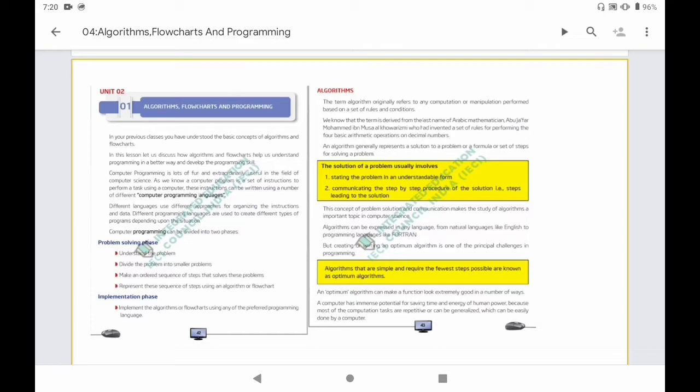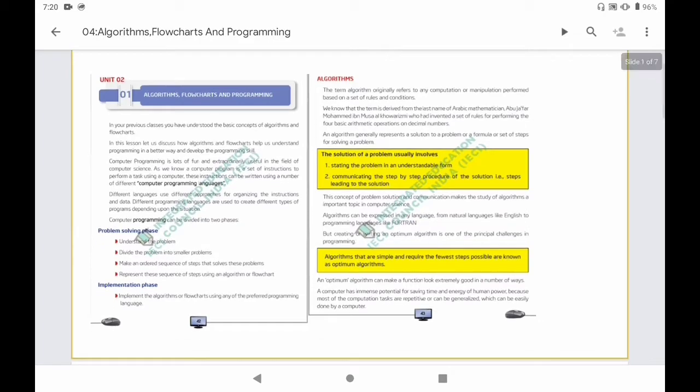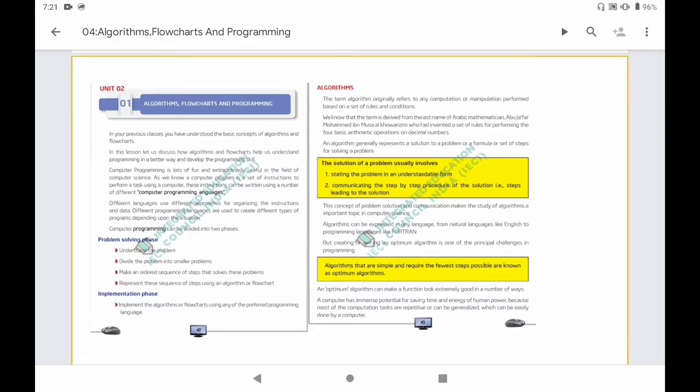The second one is the implementation phase, where you implement the algorithms or flowcharts using any preferred programming language. So you can choose your own programming language. After that, you have to create the algorithm and also the flowchart for the same problem. Then, guys, we can move to the next page, algorithms.